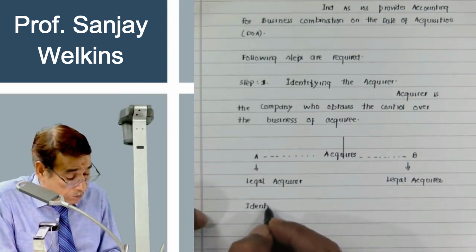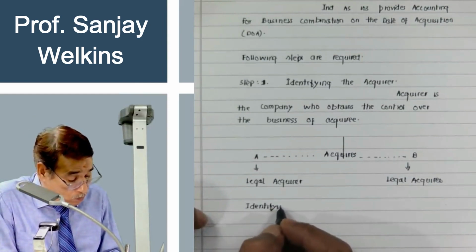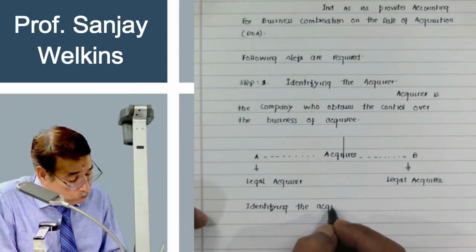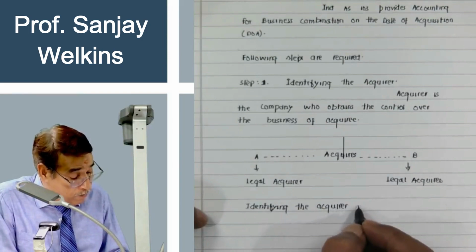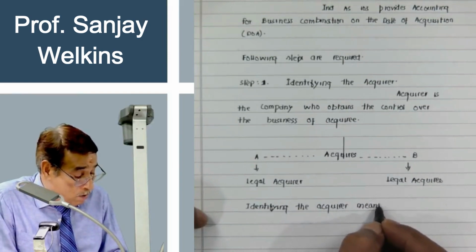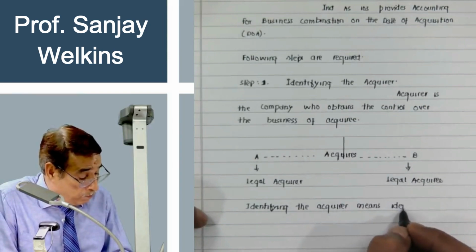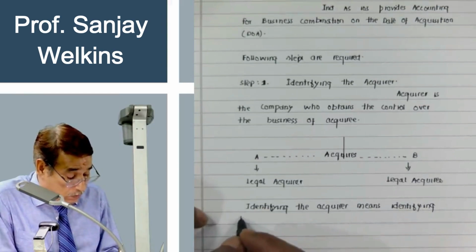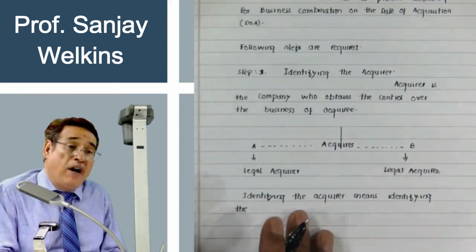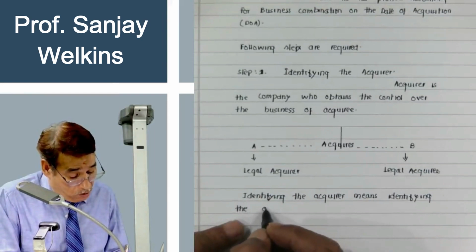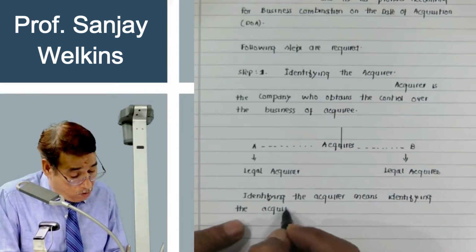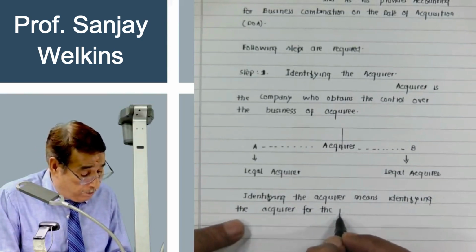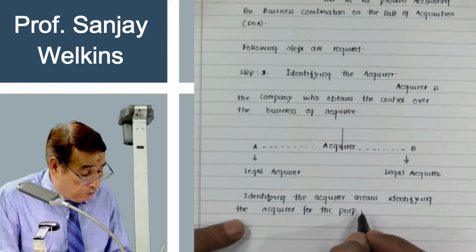Identifying the acquirer means identifying the acquirer for the purpose of accounting.